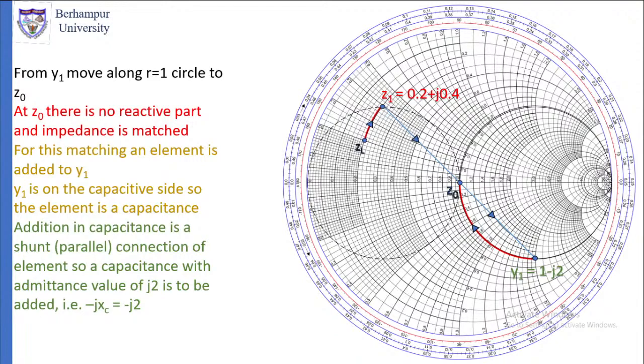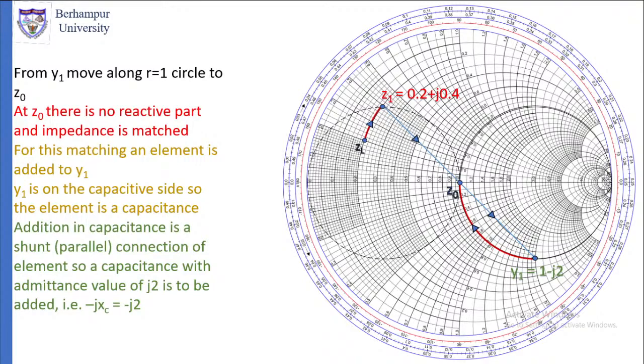Once you reach Z0, impedance is matched. So matching impedance means we have to reach the point Z0. For this matching, we require an element which is to be added to Y1. So what is that element? Y1 is on the capacitive side, lower half, so the element has to be capacitive. Addition in capacitance, each short connection of the element.